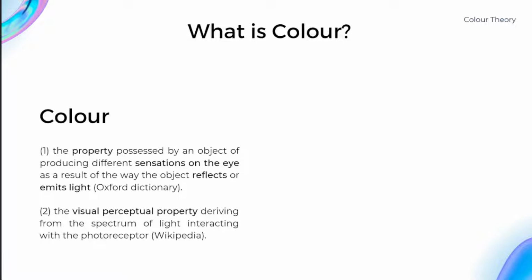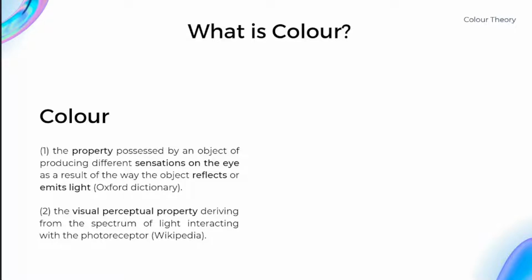When I came across these definitions on Oxford Dictionary and Wikipedia, Wikipedia says it is the property possessed by an object of producing different sensations on the eyes as a result of the way the object reflects or emits light. This is a very simple definition that we can understand. The way you're looking at me now on the screen, this is my picture. The lights behind me are telling you something, and the screen in front of me is helping you see a little part of my face. If I put more lights on, you can see more of it. This has to do with changing the opening of the retina of our eyes, as we've studied in biology, and some part of the eye that functions in connection with the brain.